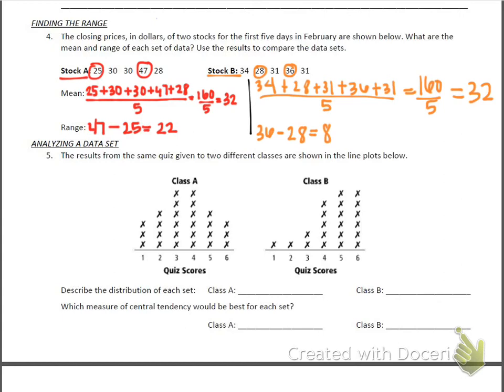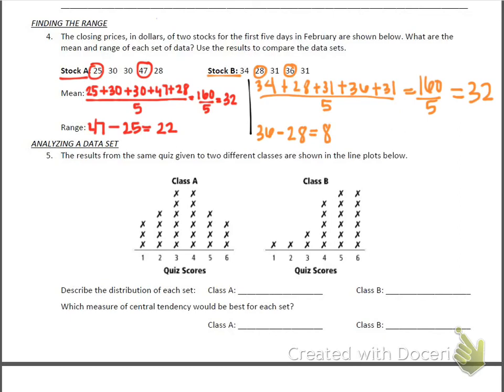Is the range bigger or smaller on stock B? Smaller. So there is less of a difference between all of the values in stock B. So what does that mean? Does that mean it varies more, or does that mean it's more consistent? It's more consistent. It's not as spread out, right? The closing values in stock B are more consistent than stock A, but the means are the same. So if we didn't look at the ranges, we wouldn't be able to compare them at all. But if we look at the ranges, we notice that stock B has less of a spread.